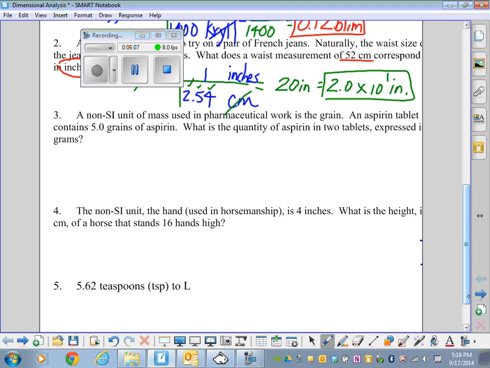All right, so we're now looking at a pharmaceutical mass. Aspirin contains 5.0 grains. We're asked to find the quantity in 2 tablets expressed in grams. I'm sorry, I mispronounced that earlier. This is grain. These are grains, not to be confused with grams. So we'll draw our track. Top left will go the given amount.